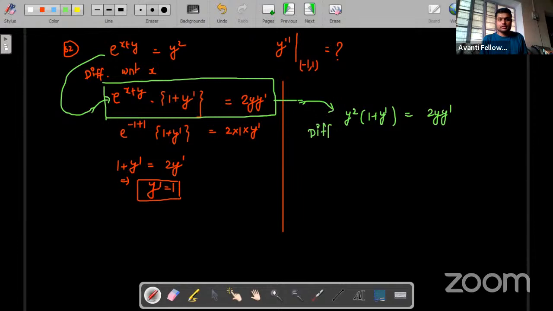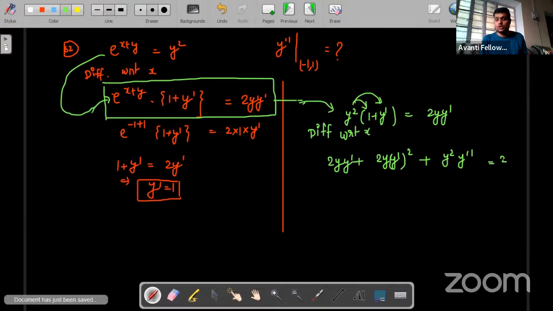Now differentiating with respect to x. We can separate it and then differentiate. So y square is there, and by the product rule, the differentiation of y square is 2y into y dash, so 2y dash whole square plus y square into the differentiation of the second, y double dash. So y square into y double dash is equal to 2, again the product rule, y dash into y dash, so y dash square plus 2y into y double dash.